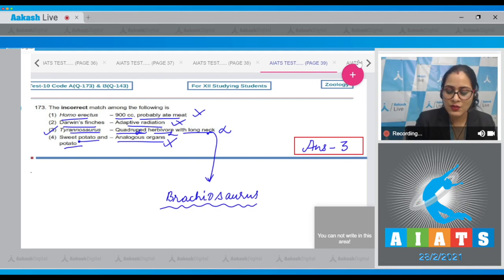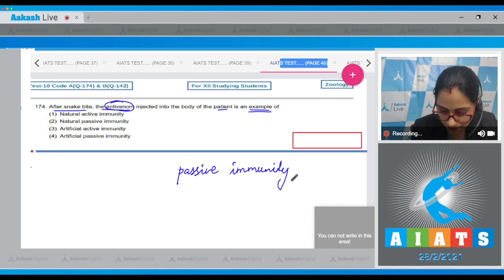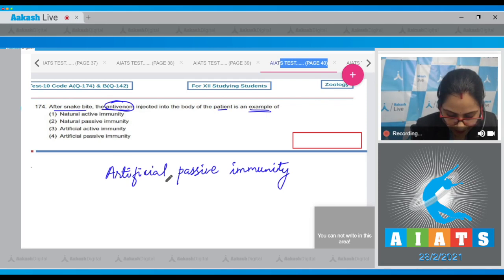Let's move on to the next question, which is question number 174. After snake bite, the anti-venom injected into the body of the patient is an example of. Now, anti-venom is a preformed antibody. It will provide a passive immunity. And as it is injected, it is not being naturally produced. So, this is an example of artificial passive immunity. So, the correct answer to this question is option number 4, artificial passive immunity.